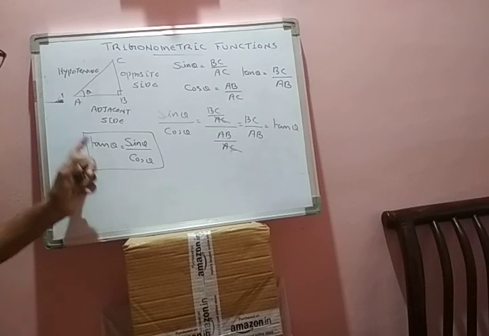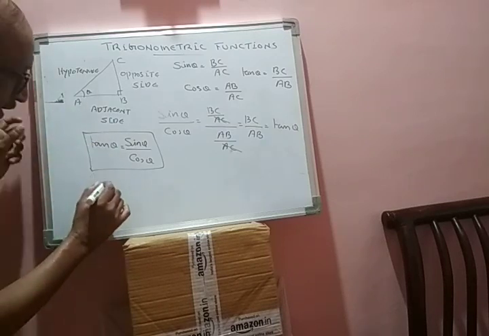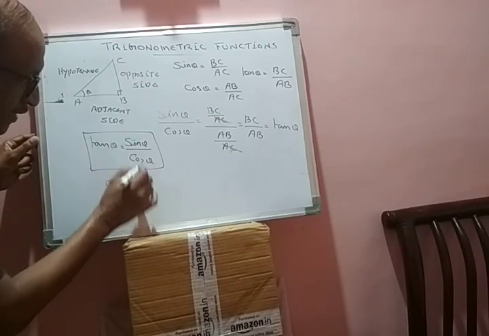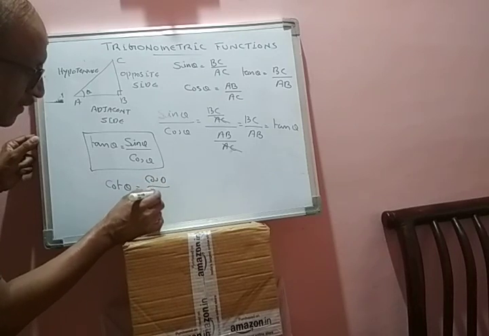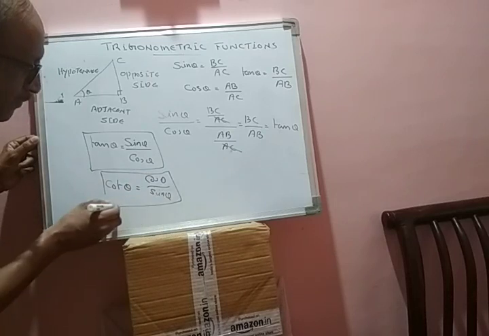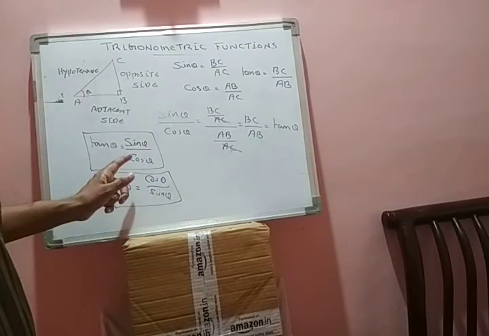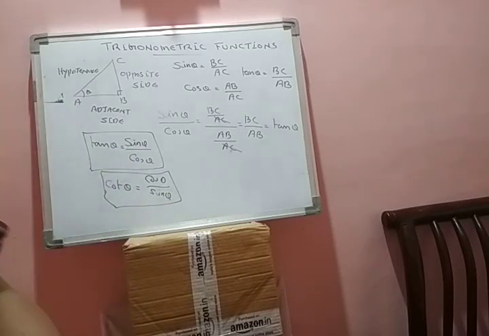Then the reciprocal of tan theta is cot theta. The reciprocal of sin theta by cos theta is cos theta by sin theta. Therefore, cot theta is equal to cos theta by sin theta. Important result. Tan theta is equal to sin theta by cos theta, and cot theta is equal to cos theta by sin theta.